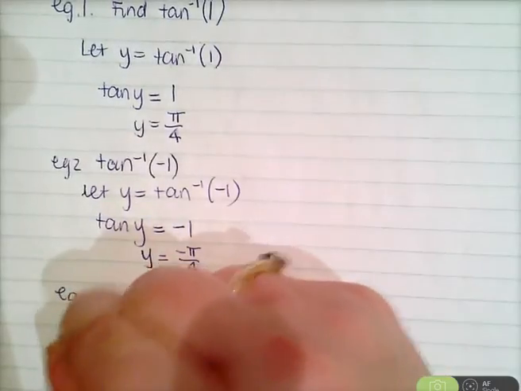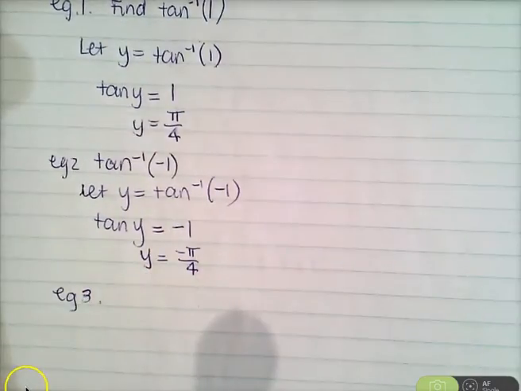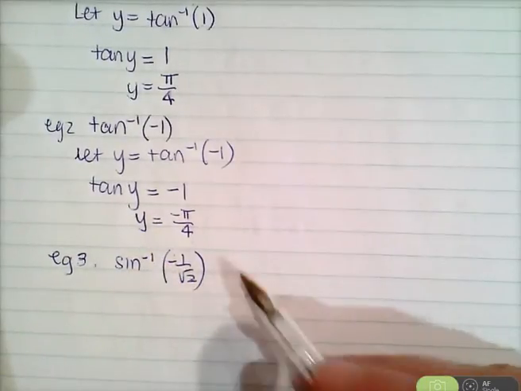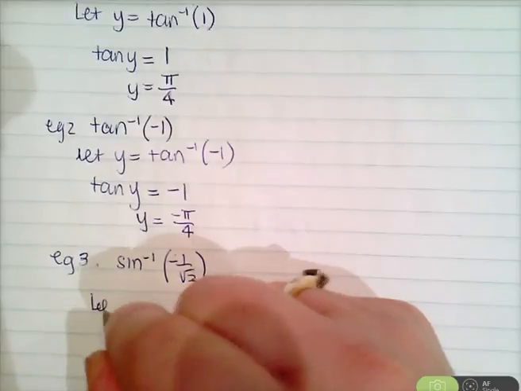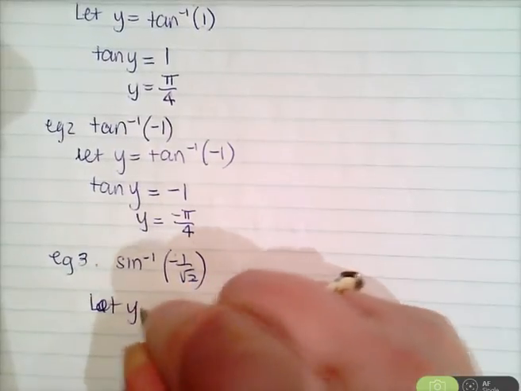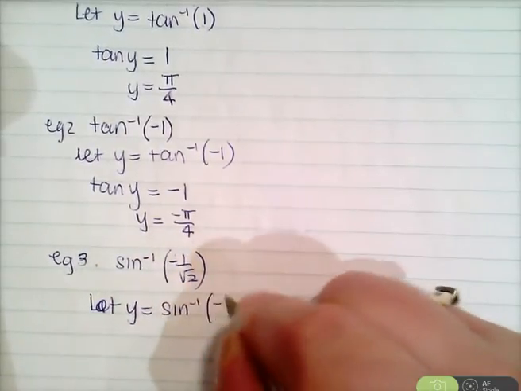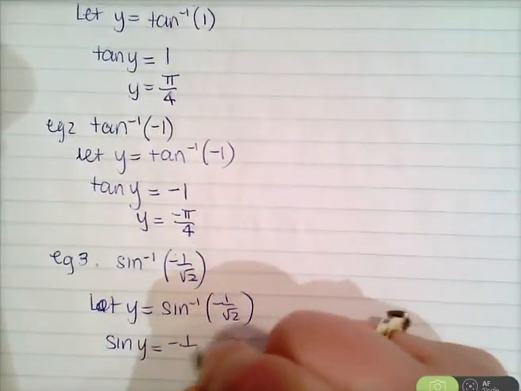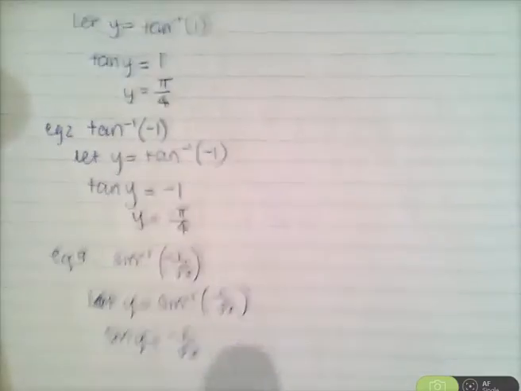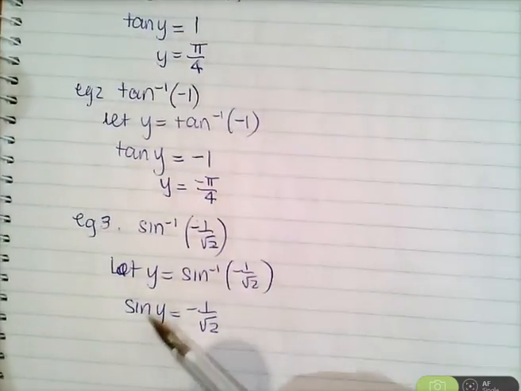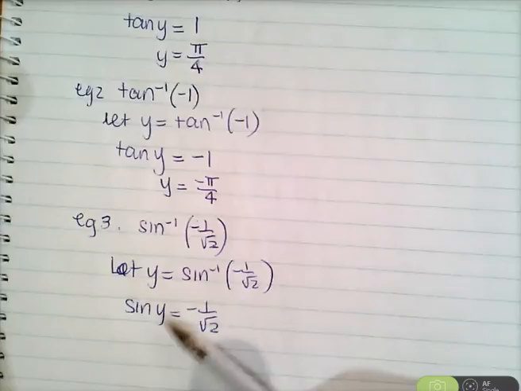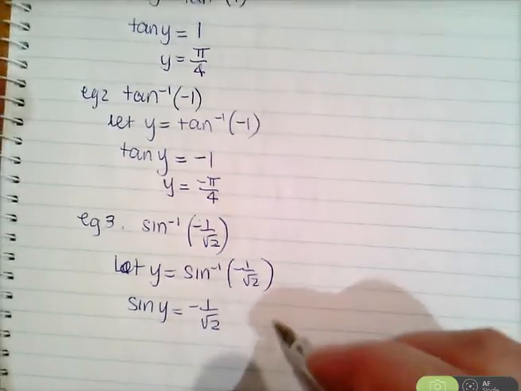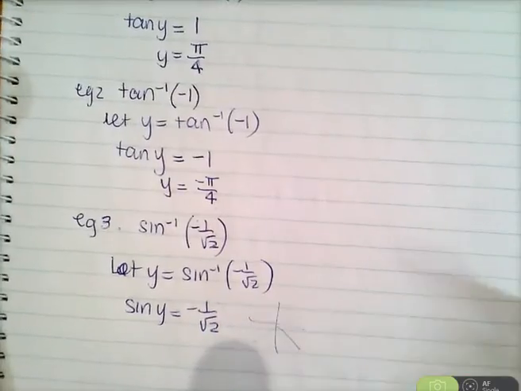Just some more examples. Example 3. If you're trying to evaluate the inverse sine of negative 1 on root 2, we let y equal inverse sine of negative 1 on root 2. Therefore, sine of y equals negative 1 on root 2. Now, we know that the acute angle is pi on 4. However, quadrants 3 and 4 are where sine is negative.